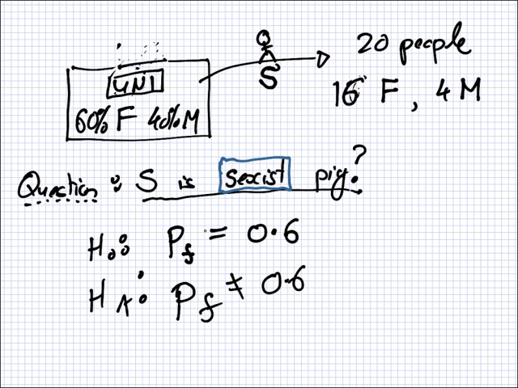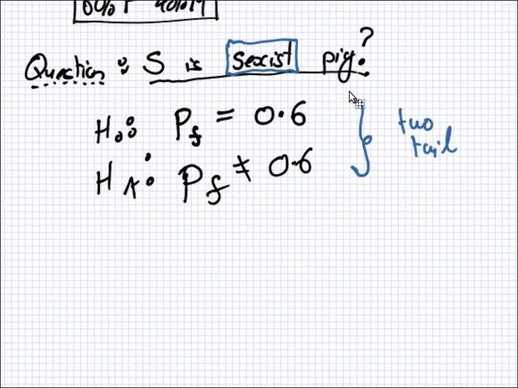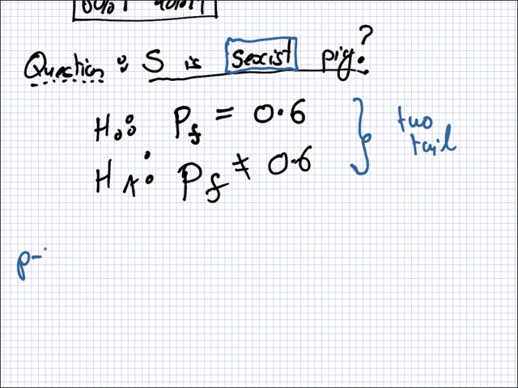I know this is difficult, but that's why we're doing this now, so you try and get your head around it. So is this one or two tail? Two tail, good. Two tail. So, let's try and calculate the p-value.